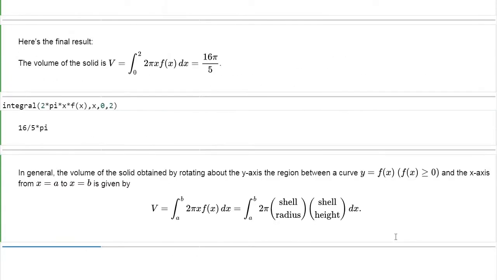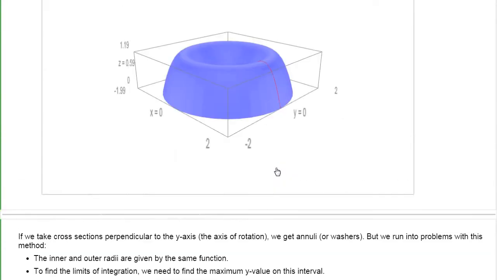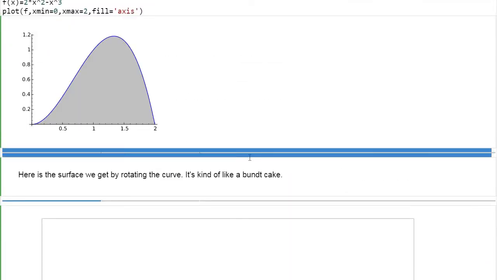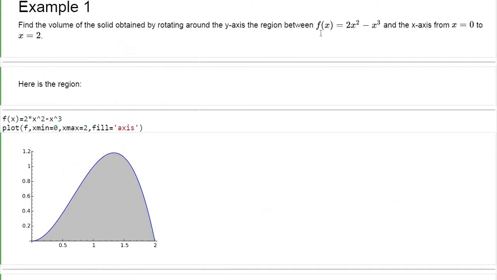So in this particular example, the one we're doing up here, the bundt cake, this is our function. That gives us the height.